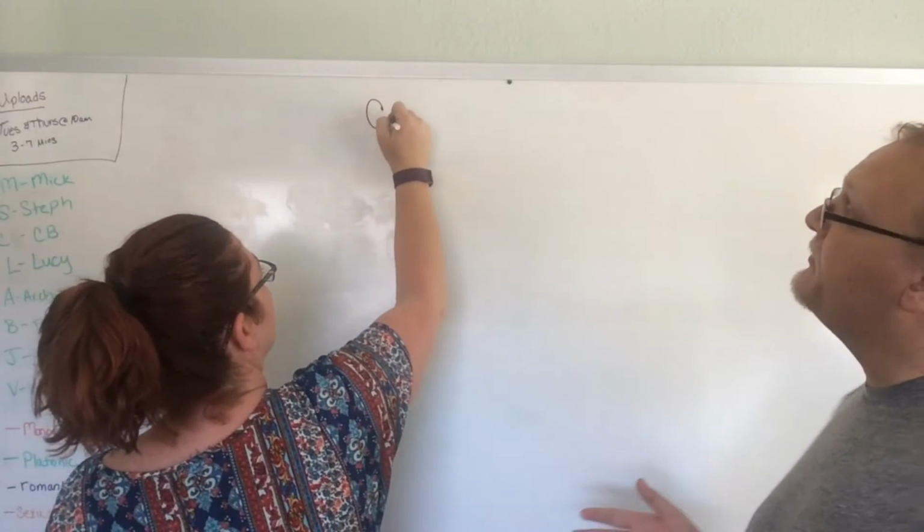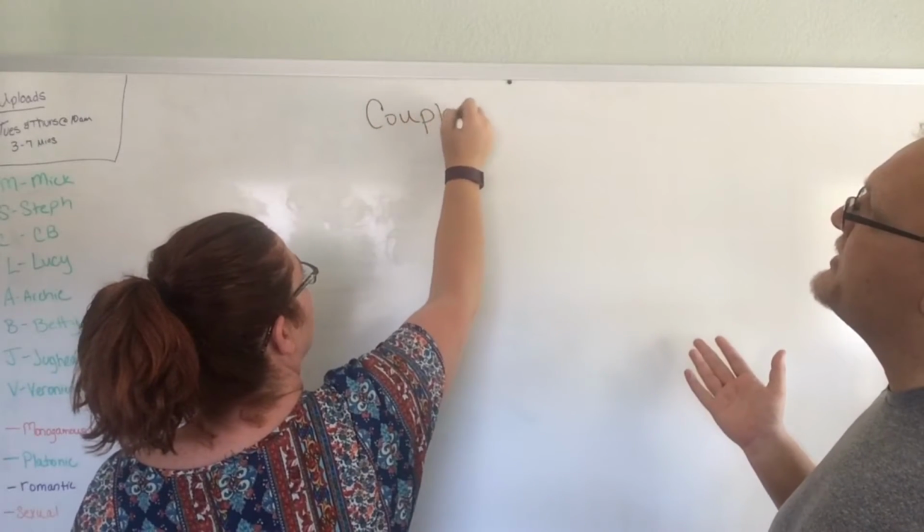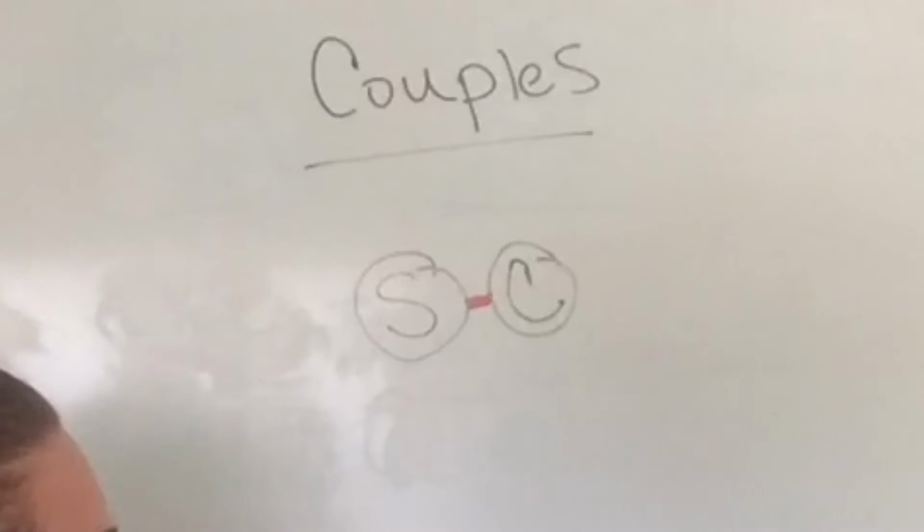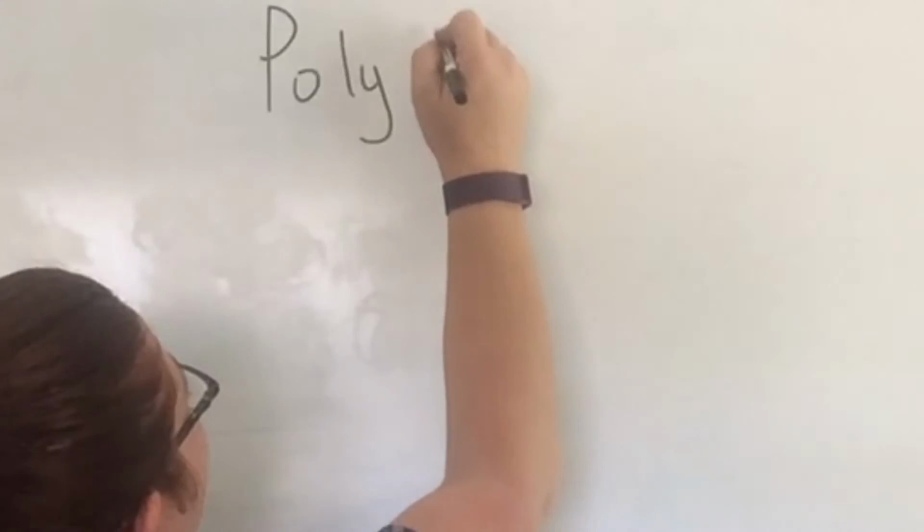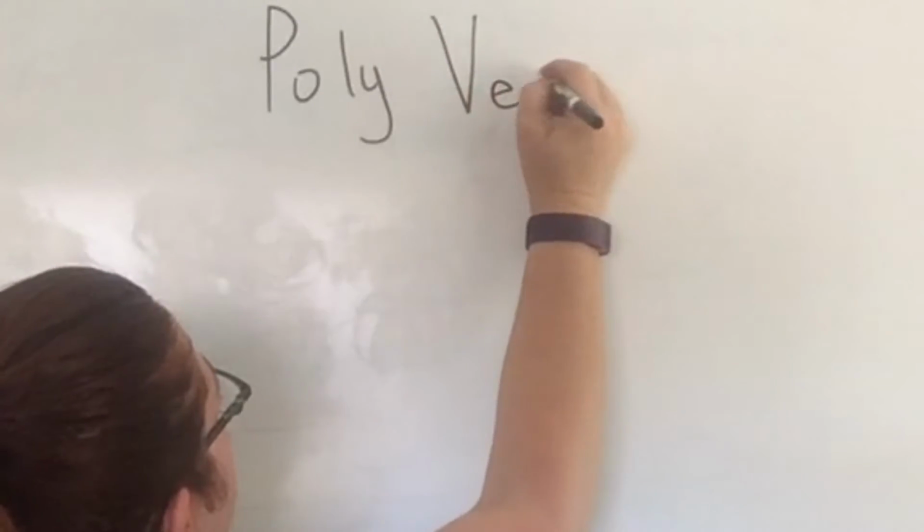The next thing we're going to talk about is what everybody recognizes as a couple. That's what a couple looks like. I don't know why we had to cover this, because this is basics that even kids know, but hey, it's fun. So the next formation we're going to be talking about is the poly V formation.